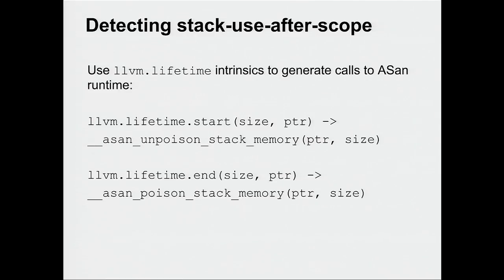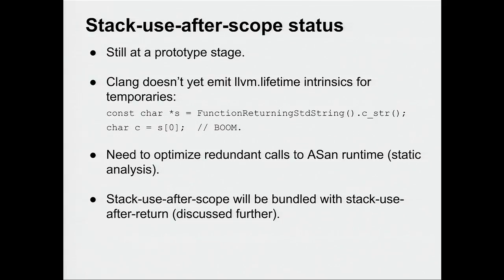We need to do the first thing because each variable can go in and out of scope multiple times if, for example, it's defined inside the for loop. So we have to poison and unpoison memory for it constantly. Unfortunately, there's much more work to do, so it's still a prototype.